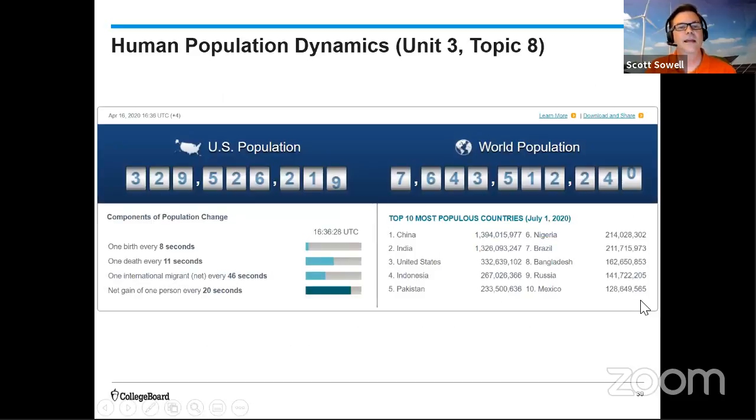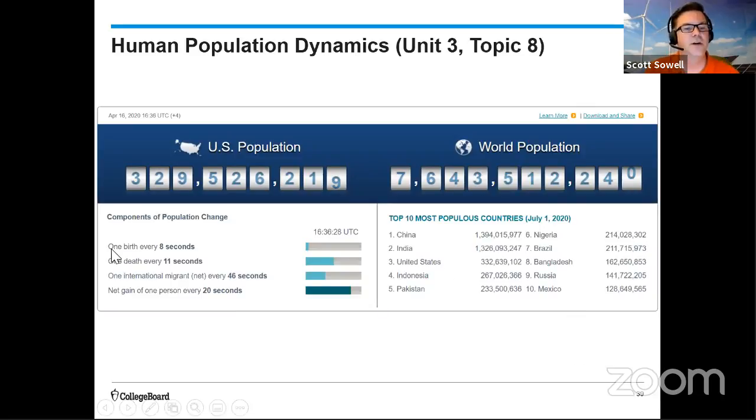So here is a screenshot of the US Census, the World Census. I just grabbed it a couple hours ago. You can see currently the US population is 329.5 million people, whereas the world population is at 7.6 billion people. And here you can see the top 10 most populous countries. I think it's interesting to look at China and India, how close they are. Most demographers agree that India will take over the first place from China soon. United States, Indonesia, Pakistan, Nigeria, Brazil, Bangladesh, Russia, and Mexico round out the top 10.